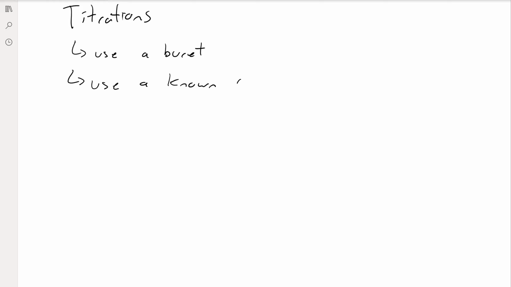All right, so first up are titrations, which we've done in lab already or will do, and you'll do plenty of those at your time here. Titrations, we generally use a burette, right, to accurately measure how much of a compound we've dispensed. And the basic idea of a titration is to use a known concentration of something.